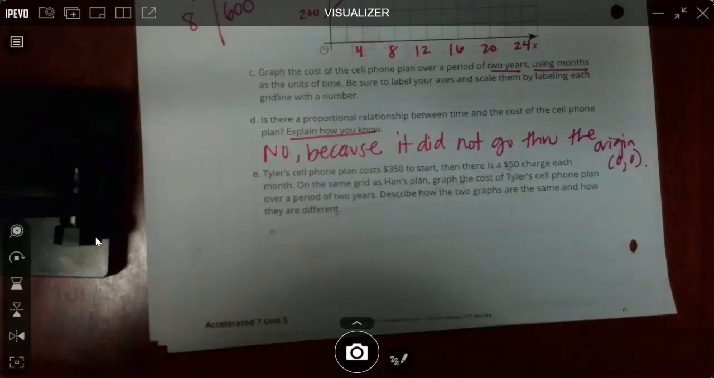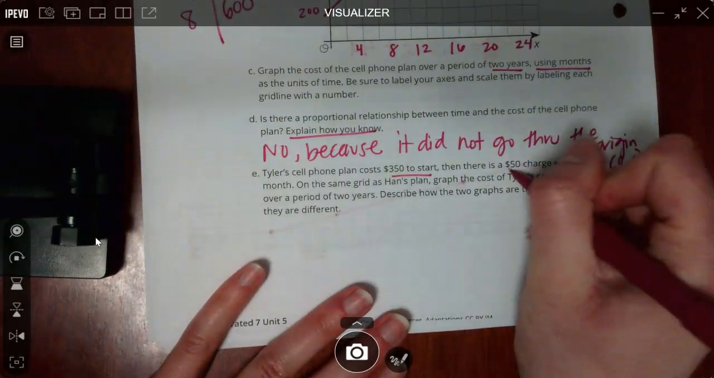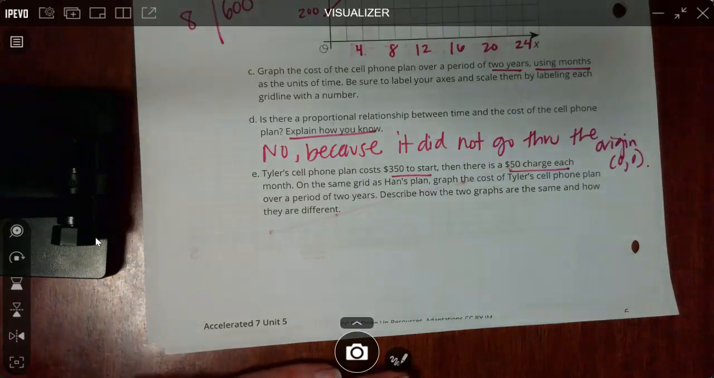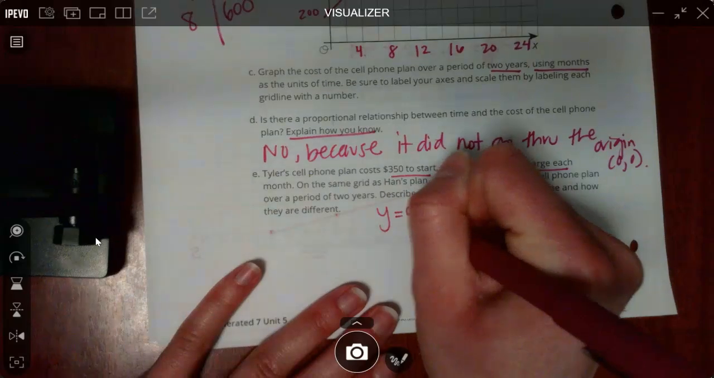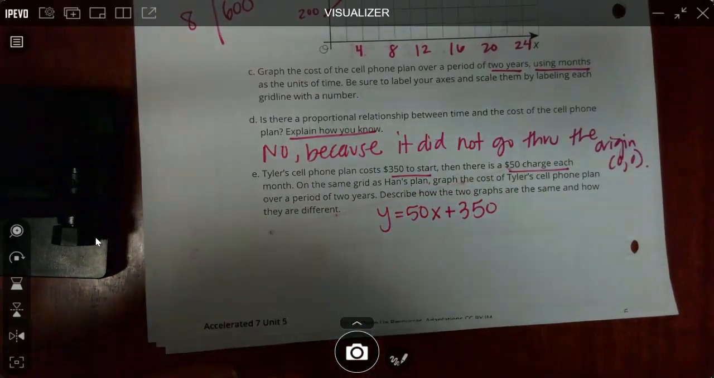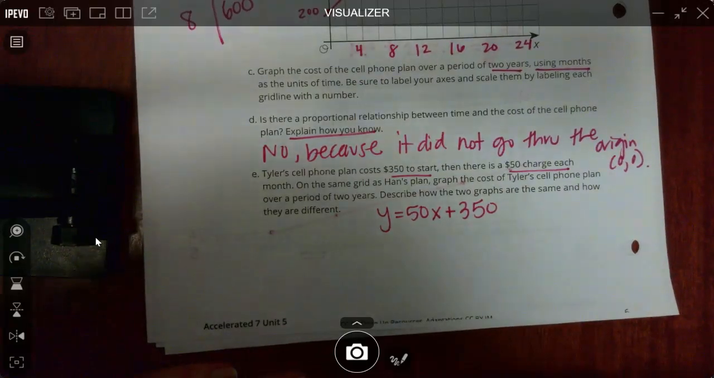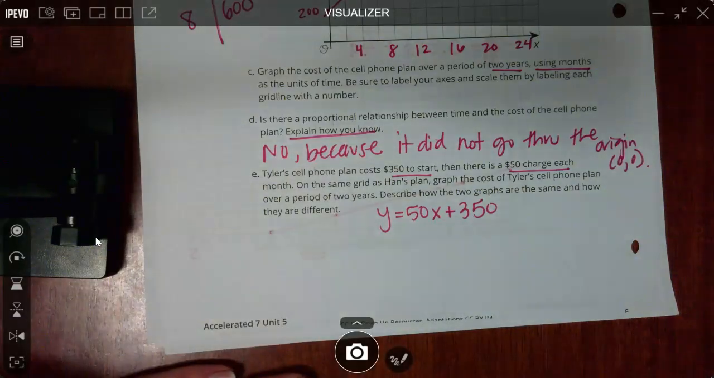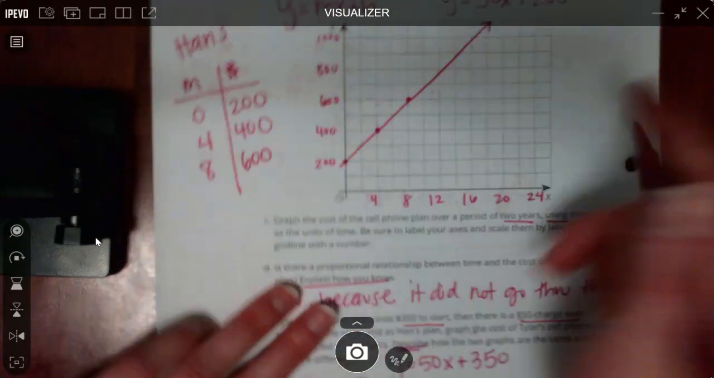E. Tyler's cell phone plan costs $350 to start. Okay, y-intercept. And then it's $50 every month. All right, that's my slope. So if I write my equation right now, y equals 50x plus 350. Got it. On the same grid as Han's plan, graph the cost of Tyler's cell phone plan for a period of 2 years. Describe how the two graphs are the same and how they are different. All right, so I still need to do some describing. I also need to draw up here. So I'm going to make a new table.